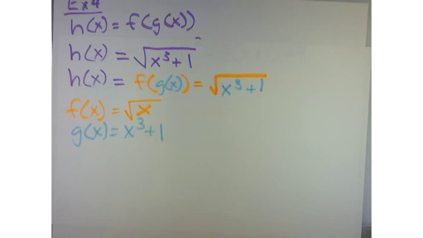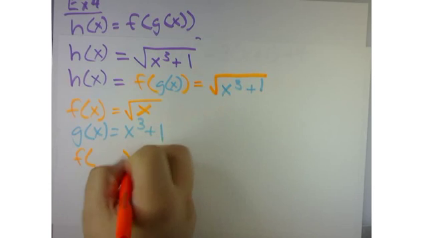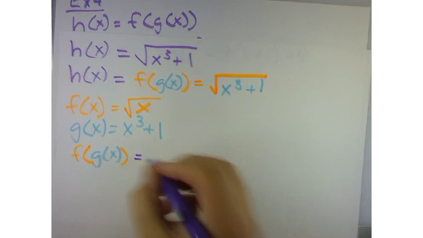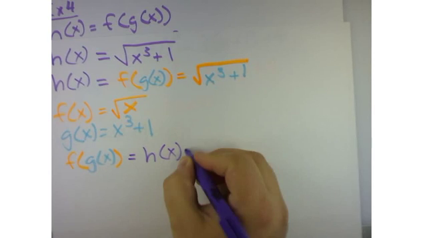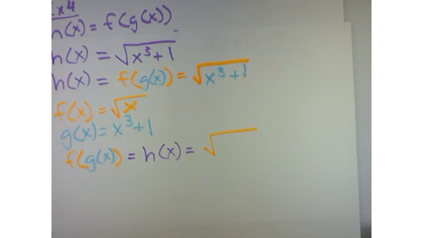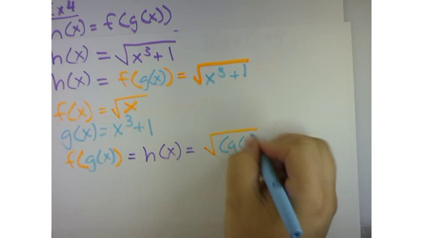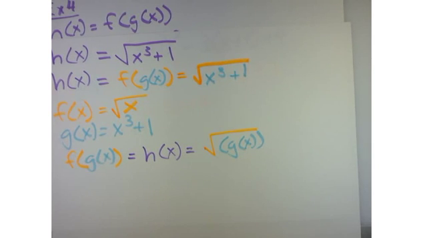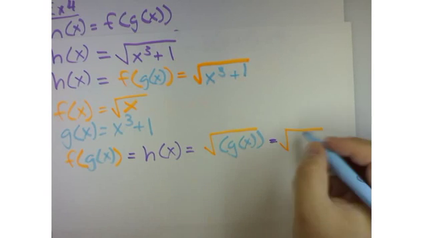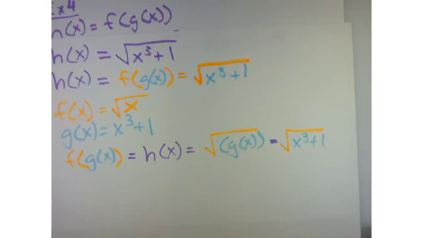Now we want to verify this. So one way that I could verify that Mr. Adams did it correctly is I could say f of g of x is equal to h of x, which is equal to, now I'm going to do the square root symbol, and I'm going to plug in g of x. And then in the very next line, what is that? X cubed plus 1. Does that make sense? Any questions on that? No?